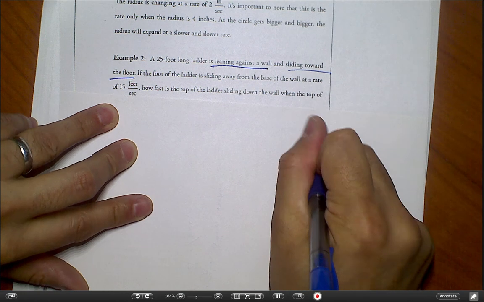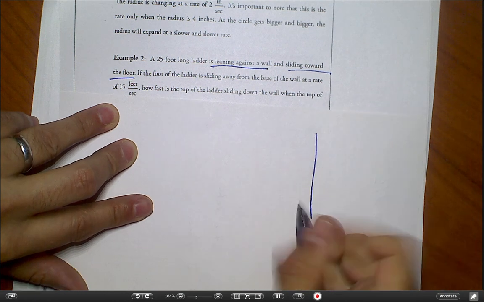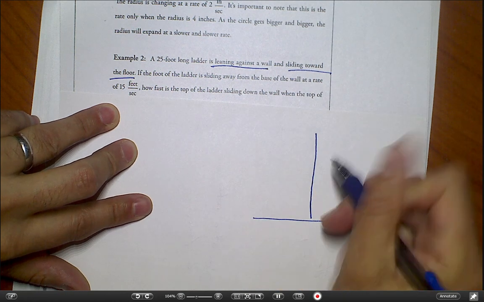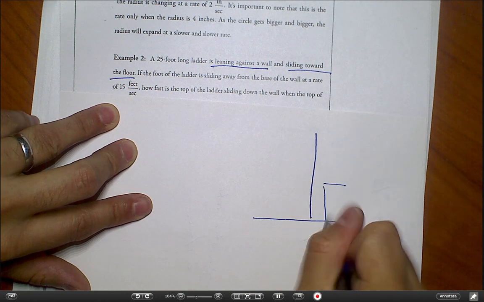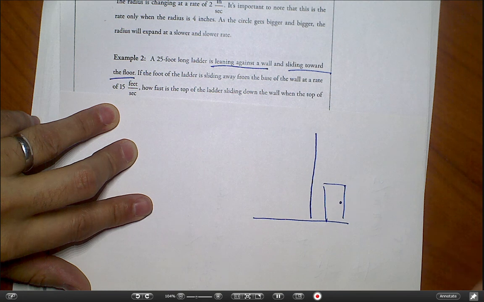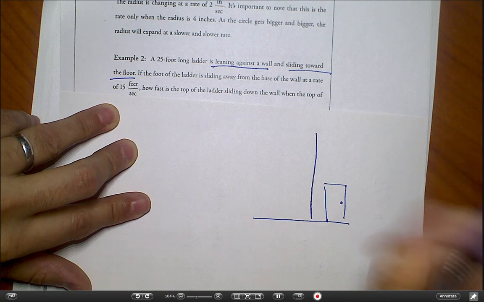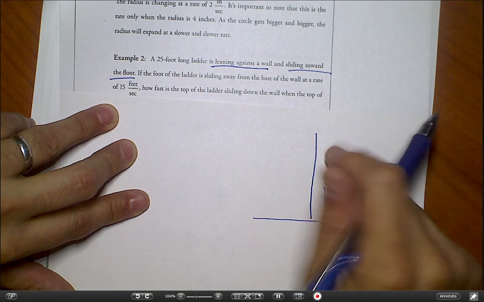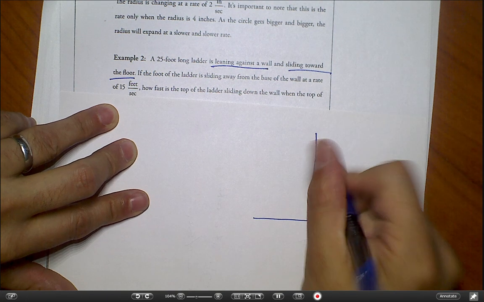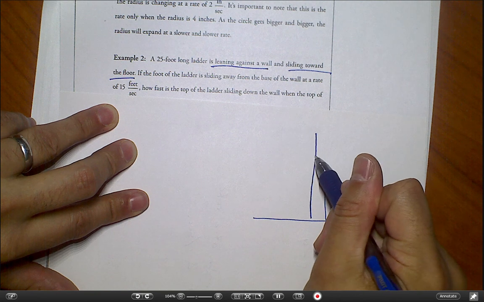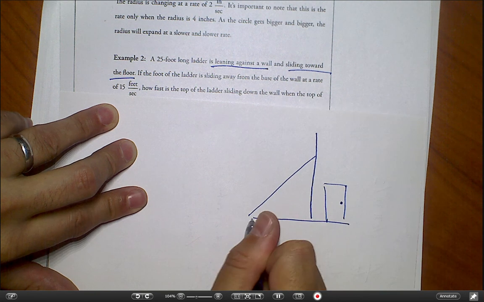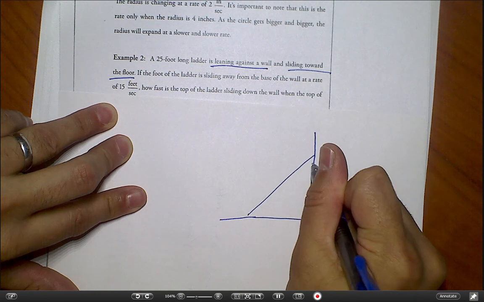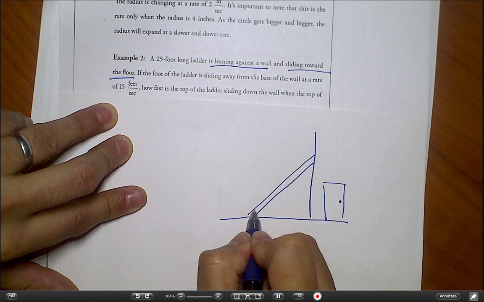So I'm going to take my wall. It's a brick wall right here. So, look, there's a little door. Okay. So anyway, this is a pretty long ladder. So it is a ladder here. Oh crap. Here's my ladder.